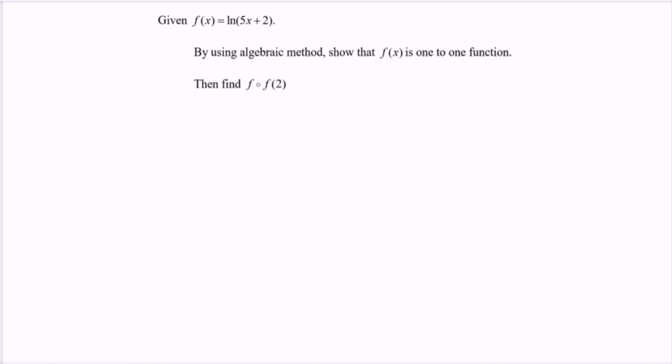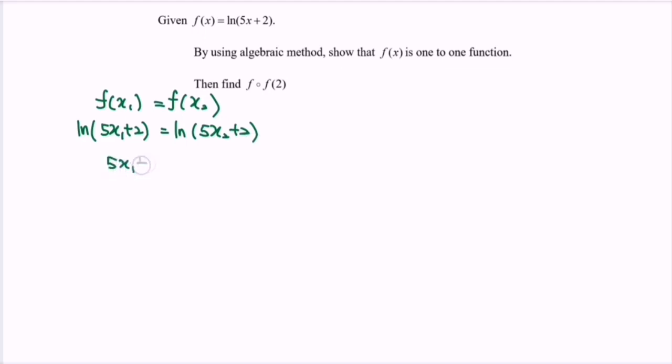Focus on the one-to-one function first. Algebraic method. So f(x₁) equals f(x₂). Kindly substitute. We have ln(5x₁ + 2) equals ln(5x₂ + 2). By comparing, we have 5x₁ + 2 equals 5x₂ + 2. Simplify the situation.